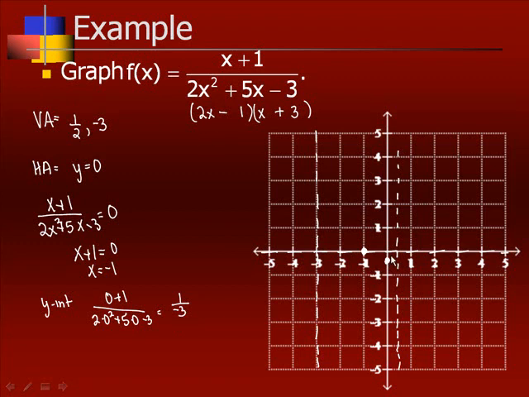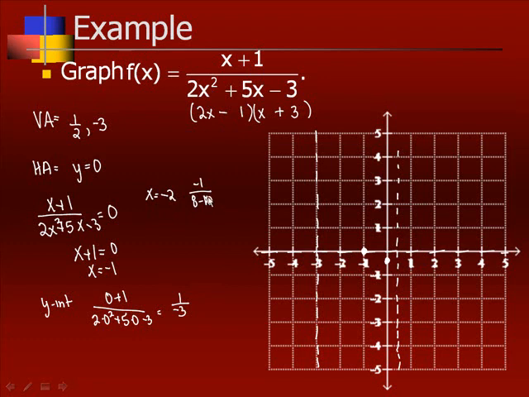Okay, now we need just a few more points. So let's pick something back here. Let's pick x as -2. Well, if we let x be -2, that'd give us -2 plus 1, which is -1. That would give us -2 squared, which is 4. 2 times 4 is 8.